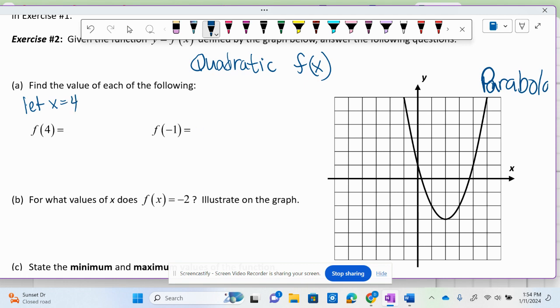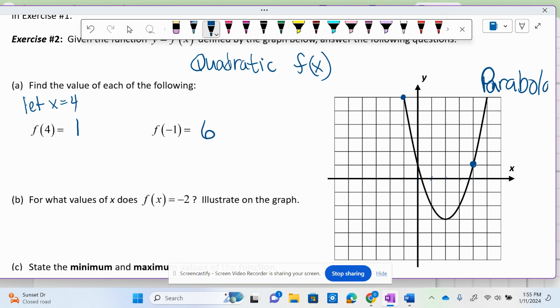So let's go to our graph. And when x is 4, where do I touch the graph? Count over. When x is 4, what is my y value? It's 1. What about when x is -1? When x is -1, go up to your graph. What is y? It's 6.